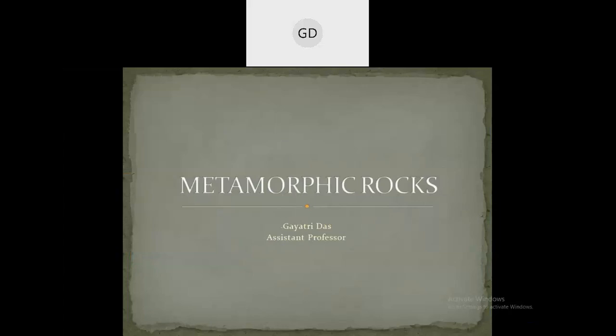Today, we are at the end of our module two. That is, we have taken a long time for the study of rocks. So today I will be completing the rock part, that is your petrology part. We have done your igneous rocks, then sedimentary rocks we have studied, and now today we will be studying the third kind of rocks, that is your metamorphic rocks.